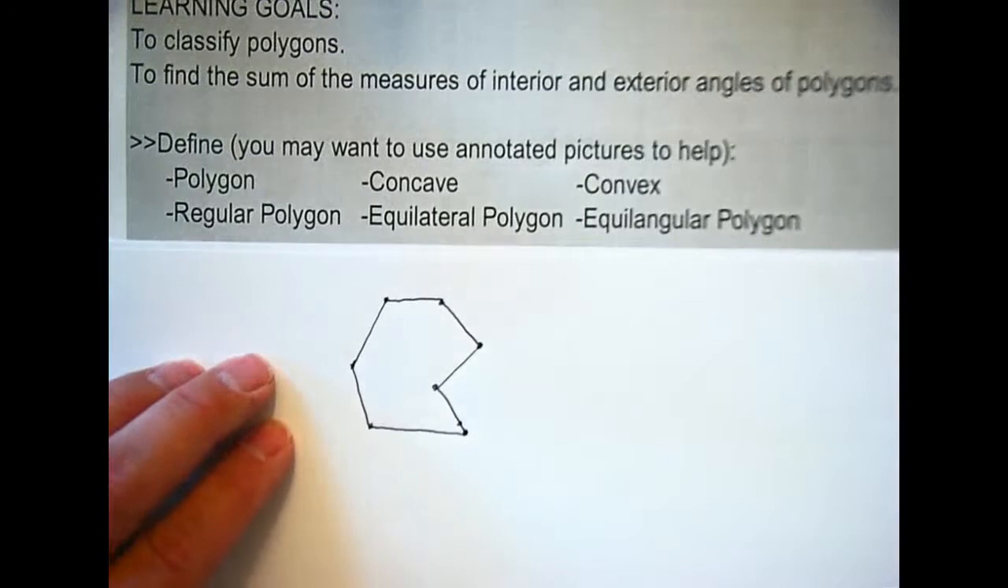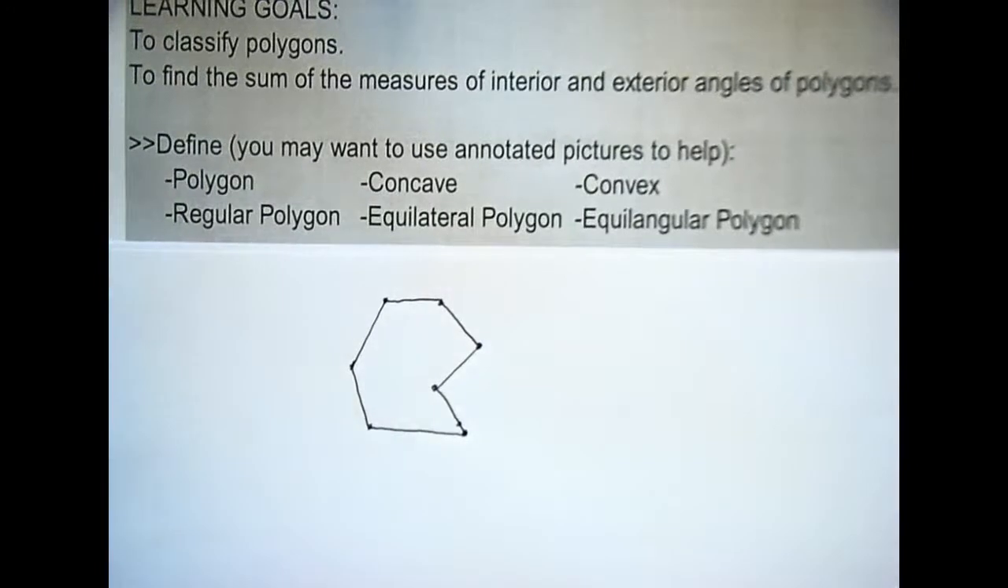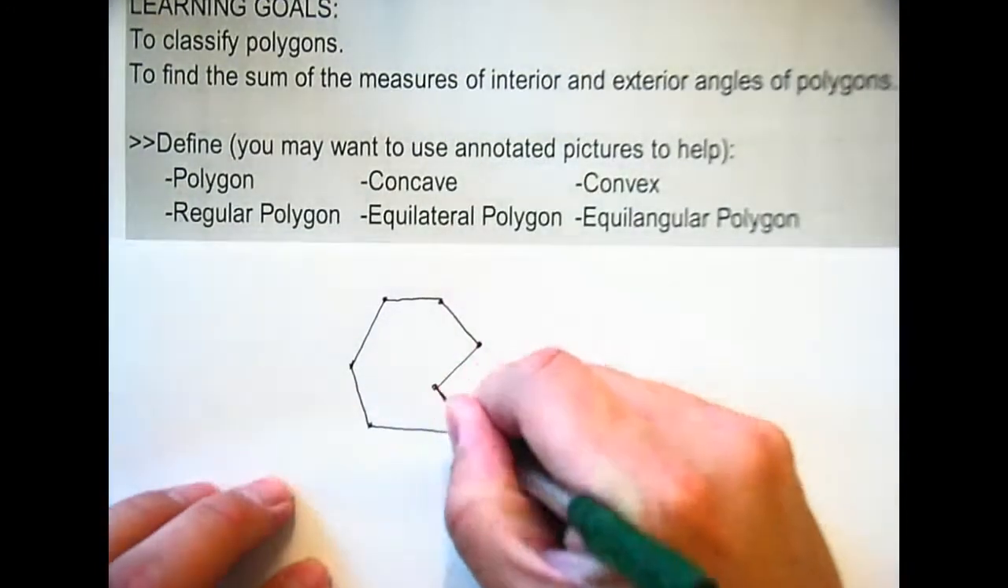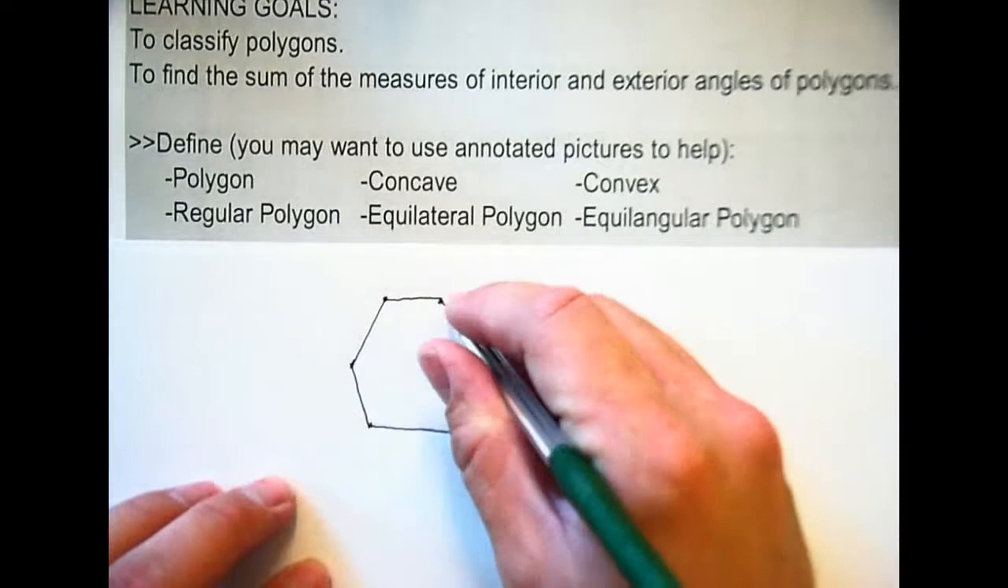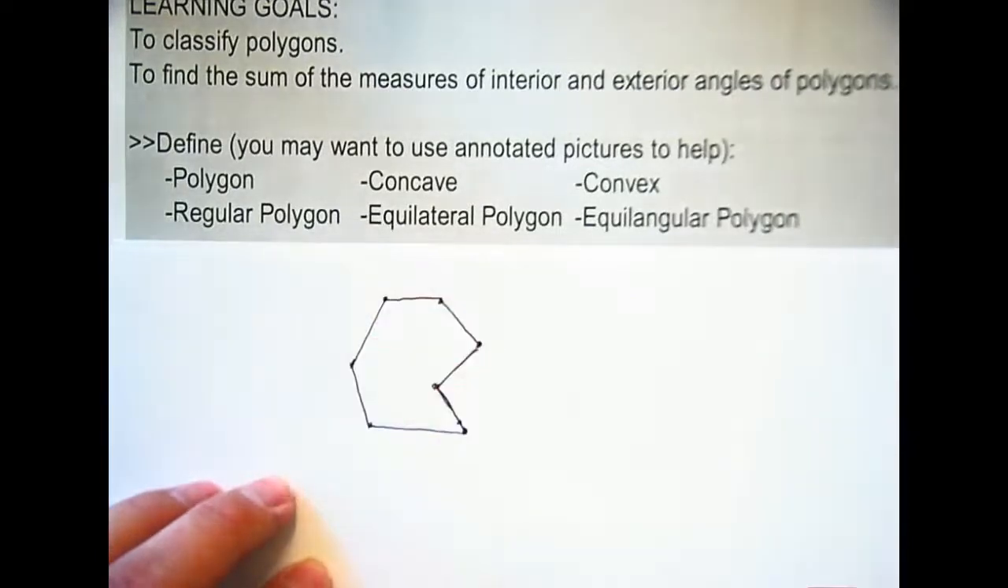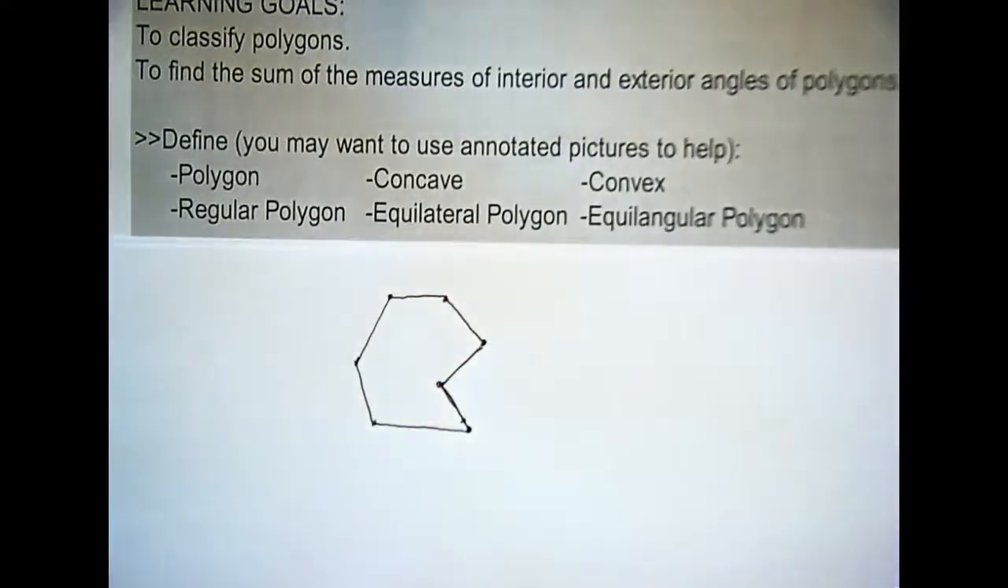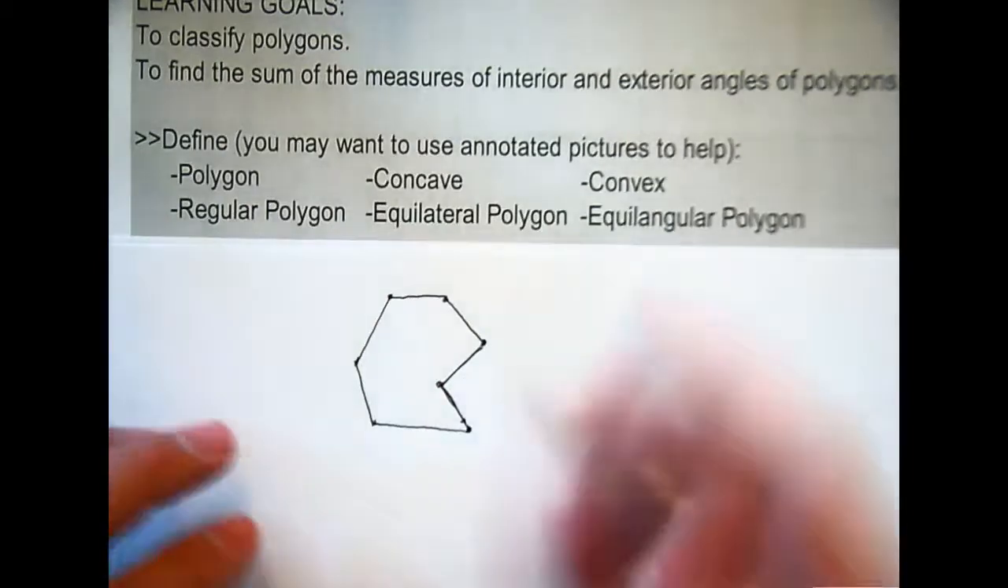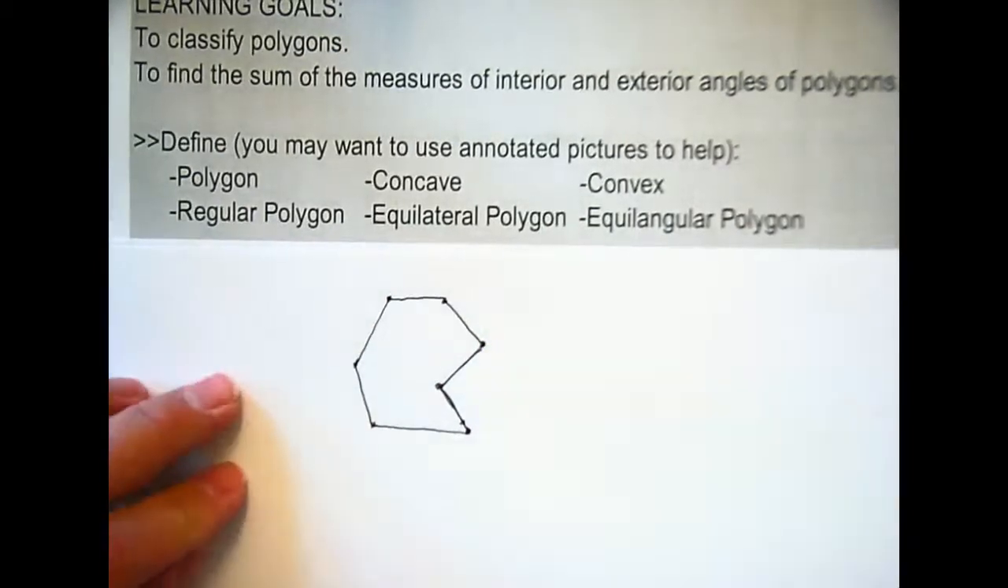Okay, so there's our polygon. Now this polygon has 1, 2, 3, 4, 5, 6, 7 sides. It's actually called a heptagon. Okay, 7-sided, hepta. We'll talk about that. But this is a concave polygon.